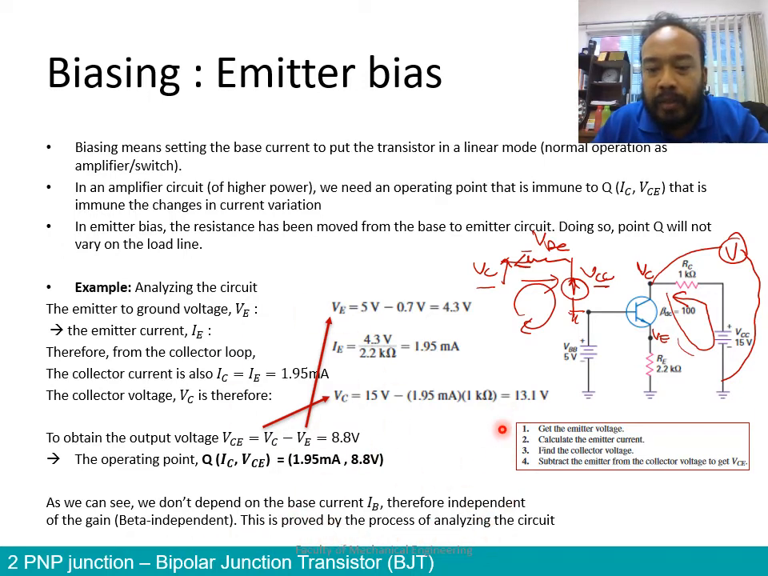So again, if I have to summarize the process of finding VCE over here, the first step is to get the emitter voltage. In emitter bias, we find the emitter voltage using the base loop, but here there is no base current used at all. Then, once you have found VE, calculate the emitter current. Thirdly, once you have the emitter current, we say the emitter current equals the collector current, which is true in a BJT. And then finally, you calculate VC and VE, so you deduct VE from VC to get the output voltage VCE.